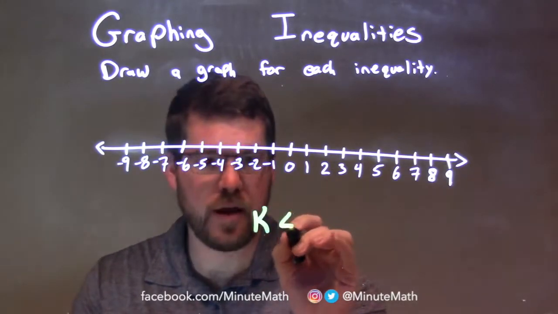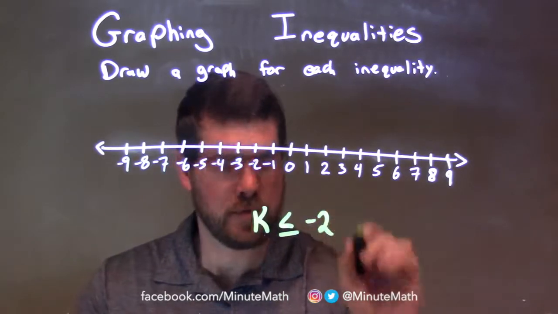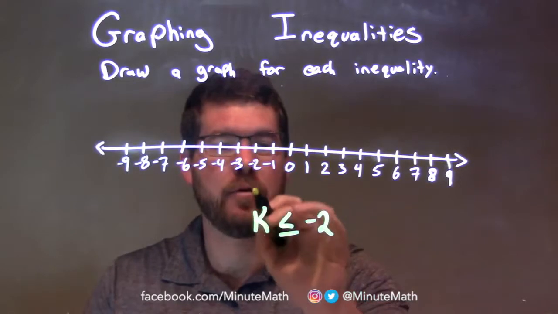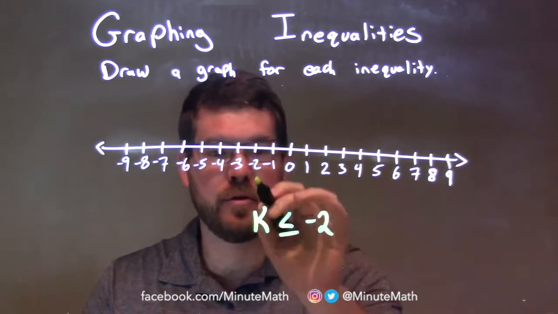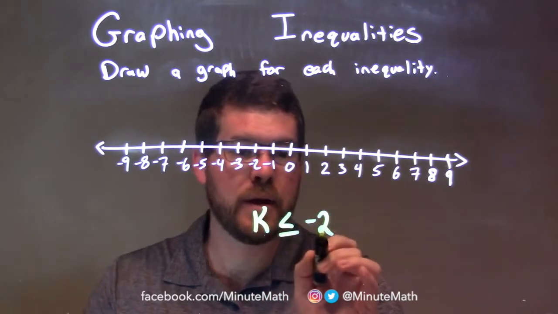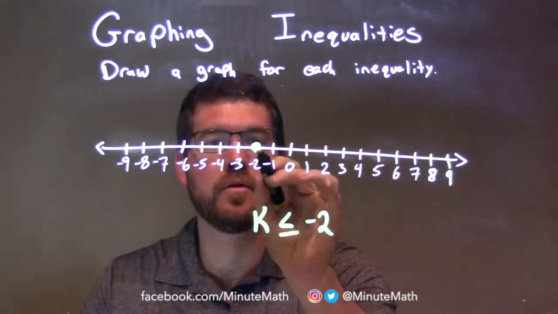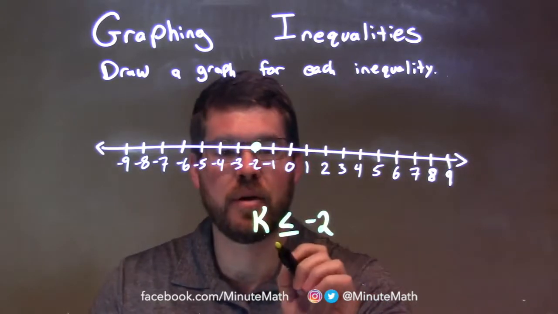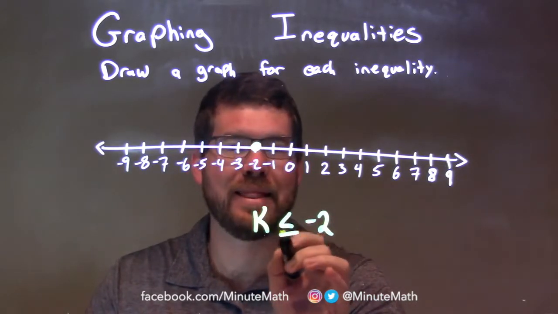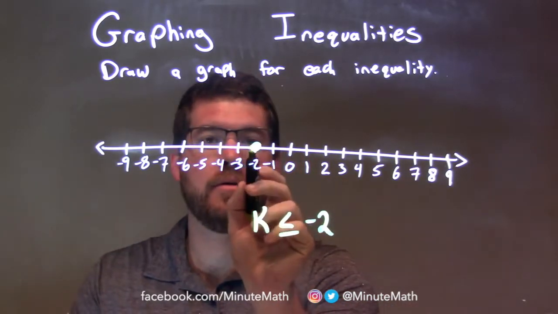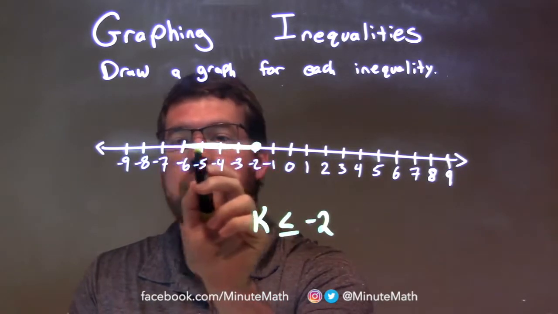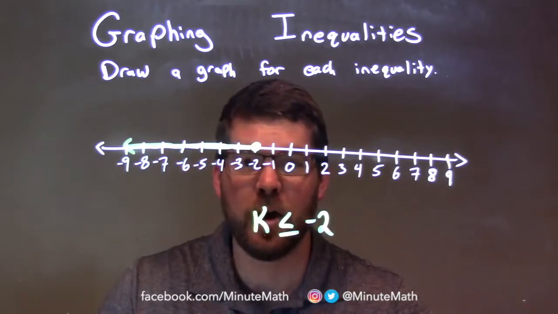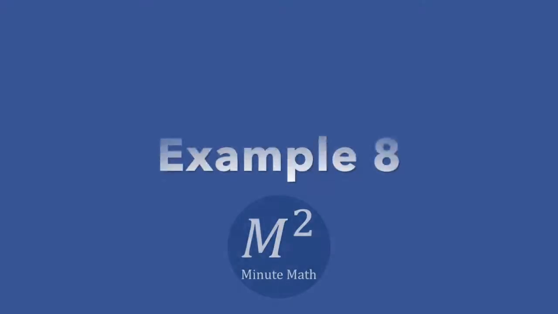K is less than or equal to negative 2. Alright, so at negative 2, we have the main spot. We're looking at negative 2 right there. And since k can equal negative 2, we have a closed circle. So we put a closed circle at negative 2. Then they say that k is also less than negative 2. So that means we shade to the left. So we shade to the left right here. And now we have our final answer, essentially.